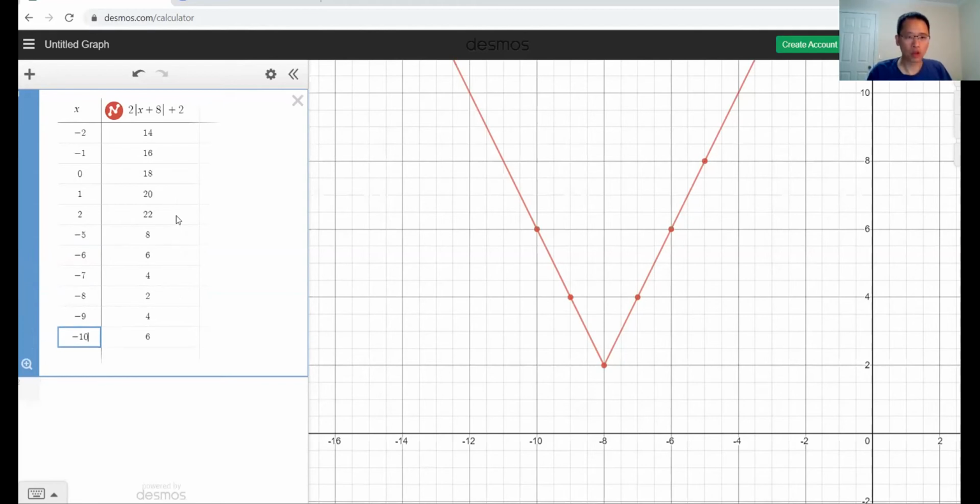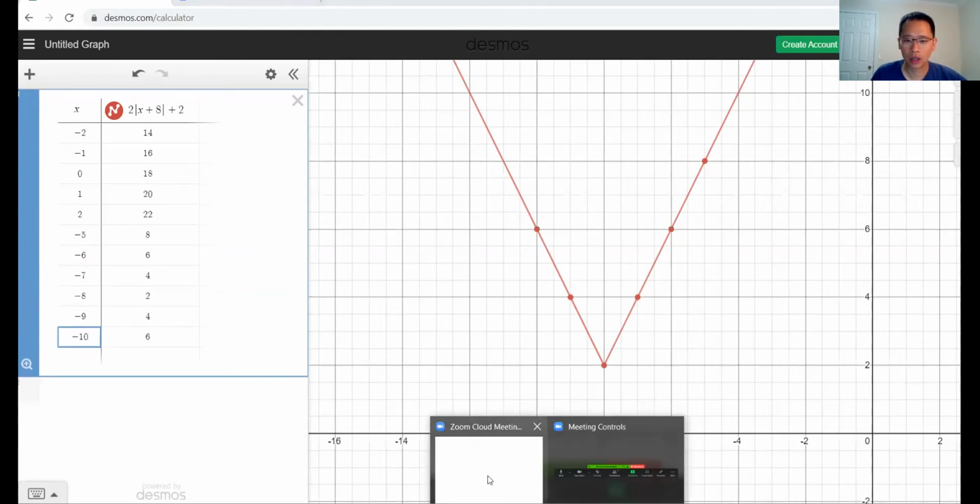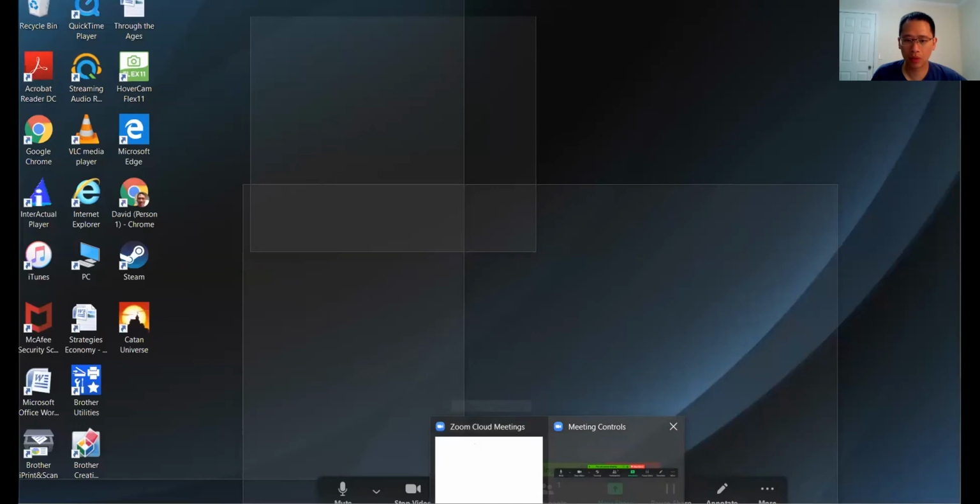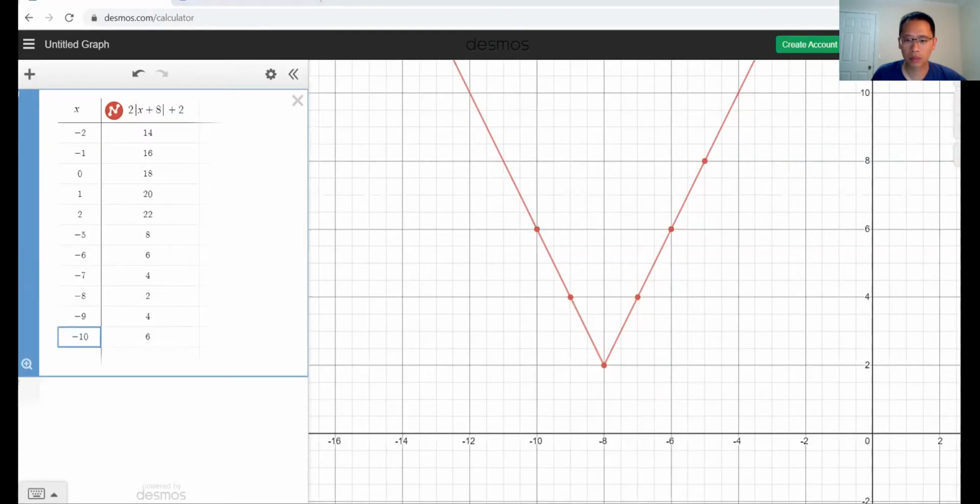Okay, so we have all these values set up. So I'm going to transfer this over to my graph now. Let me go back to my document camera.